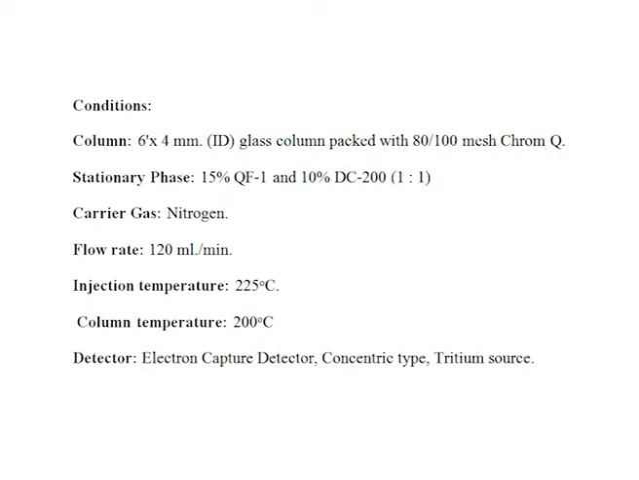The conditions here are: column is 6 meters into 4 mm ID, glass column packed with 80 by 100 mesh chrome Q, stationary phase is 15% QF1 and 10% DC200, 1:1. Carrier gas is again nitrogen, flow rate is 120 ml per minute and the injection temperature is 225 degree centigrade. The column temperature is 200 degree centigrade. The detector is electron capture detector, concentric type tritium source.